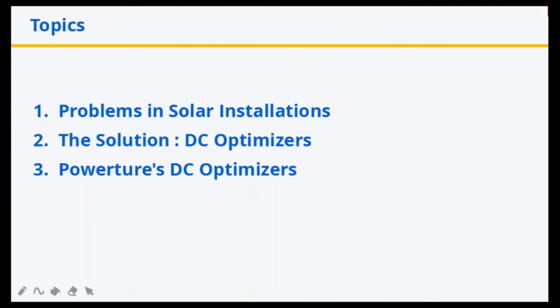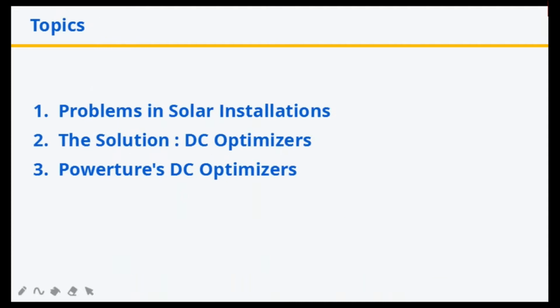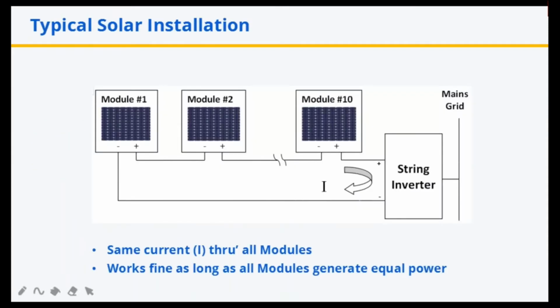Here is a list of topics that we will be discussing today. First, we will look at the problems encountered in a typical solar installation, and then we will see how DC optimizers can help solve these problems, and finally we will look at some great features of Powerture's DC optimizers. So, let us start by looking at the problems encountered in a typical solar installation.